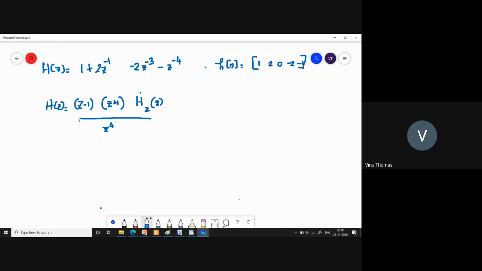So you might be asked to implement this as a cascade of two first order systems and a second order system. Without this observation, you might go the whole day trying to factorize the fourth order polynomial. The observation that you have a 0 at z equal to plus 1 and z equal to minus 1 will help you to factorize the polynomial in this manner. Okay. So that is all about the linear phase FIR filter structures.